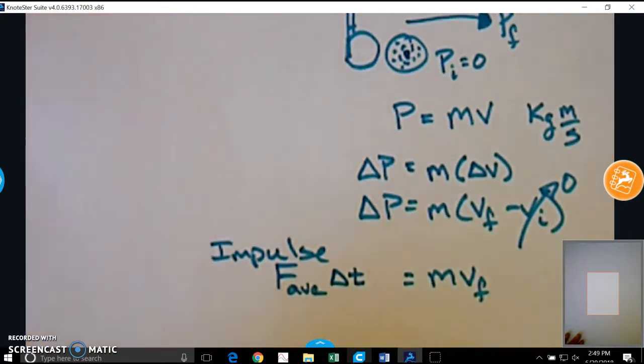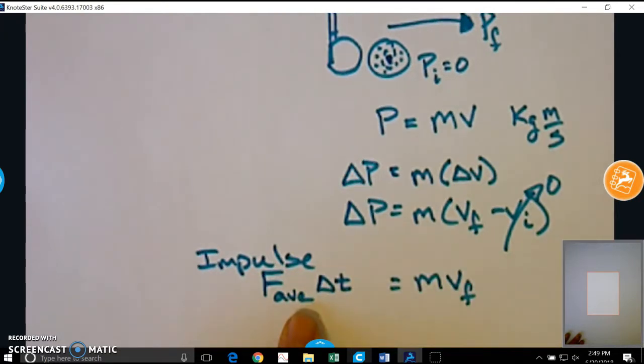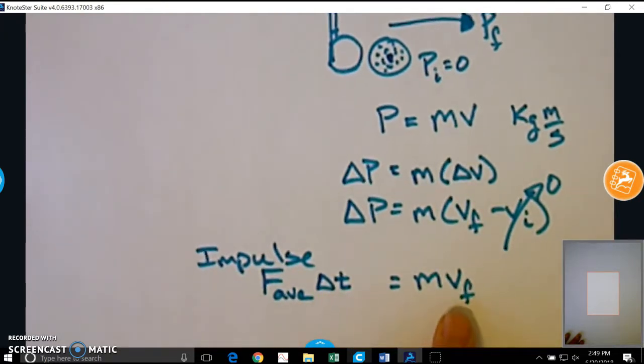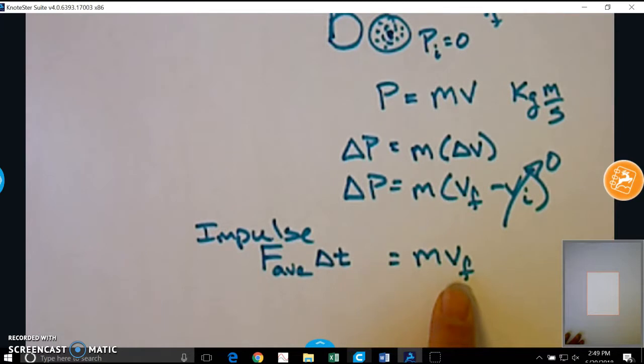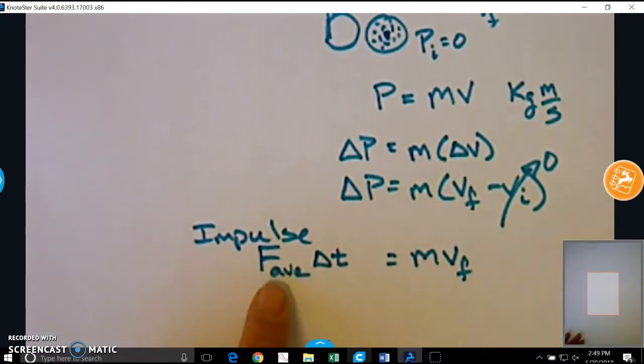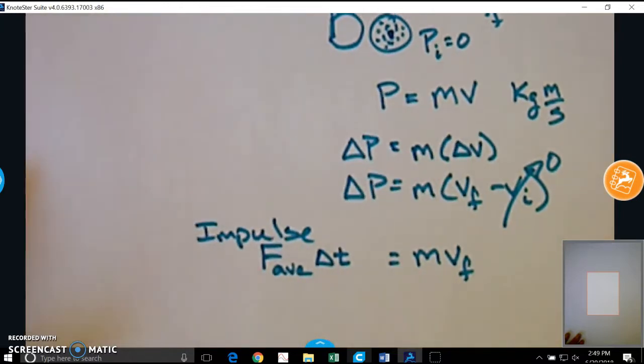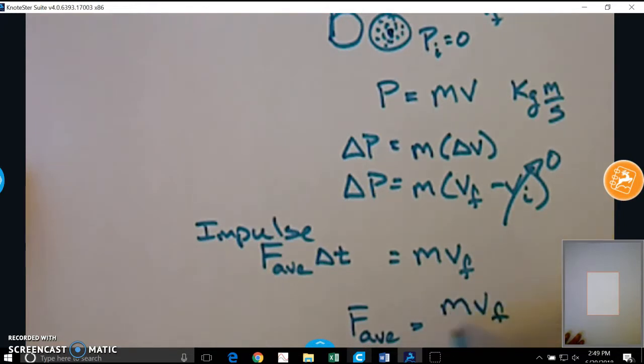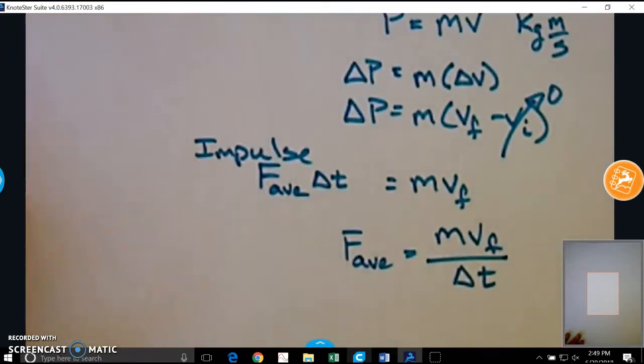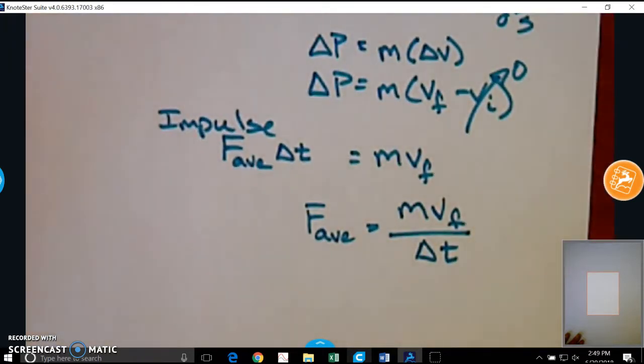So that's the problem set up. That's the mathematics of it. The impulse is going to cause a change in momentum to the ball, and you want to be able to calculate, given the information, what's that average force that causes that change of momentum. So the algebra at the end would look like this. That would be the solution to that problem.